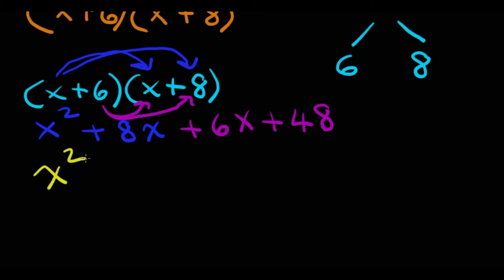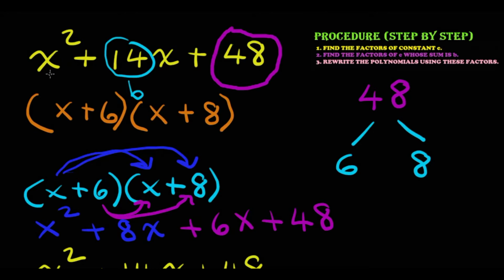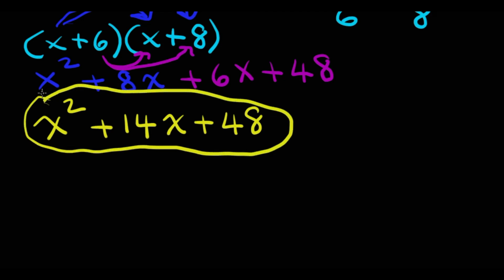Well, that's going to give us 14x. So we have x squared plus 14x plus 48. So now if you go back up top, looking at the original trinomial, x squared plus 14x plus 48, and down here, we got the same. Okay? So that's how we know that this is right.